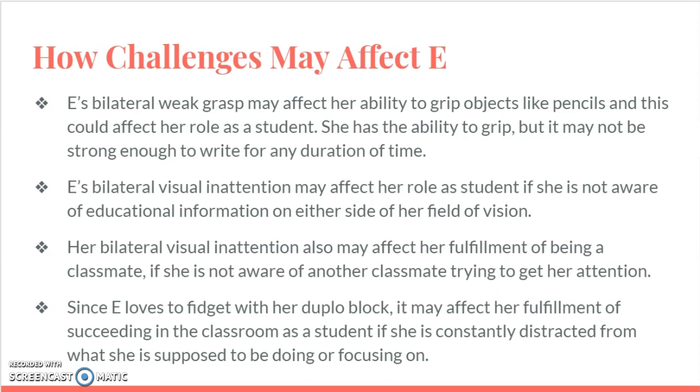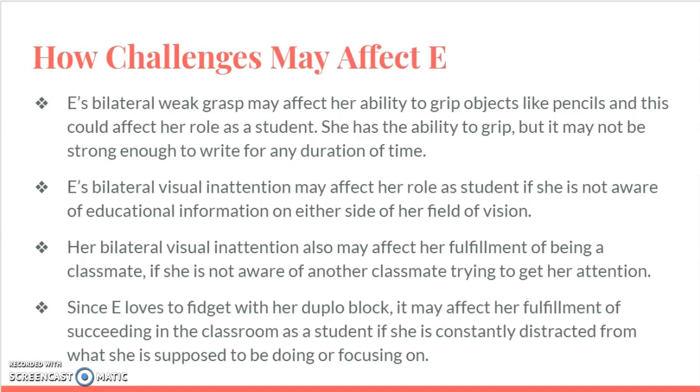How challenges may affect E. E's bilateral weak grasp may affect her ability to grip objects like pencils, and this could affect her role as a student. She has the ability to grip, but it may not be strong enough to write for any duration of time. E's bilateral visual inattention may affect her role as a student if she is not aware of educational information being presented on either side of her field of vision.